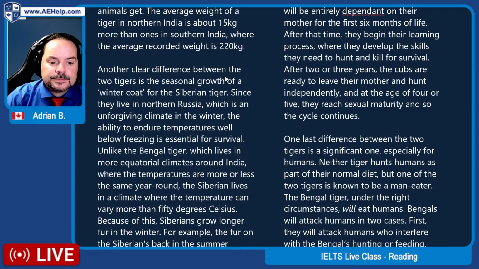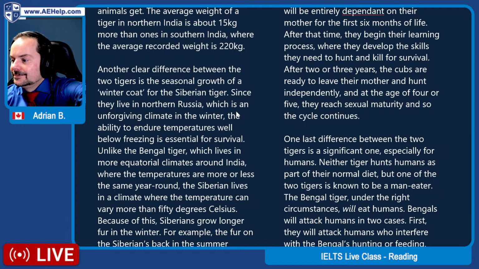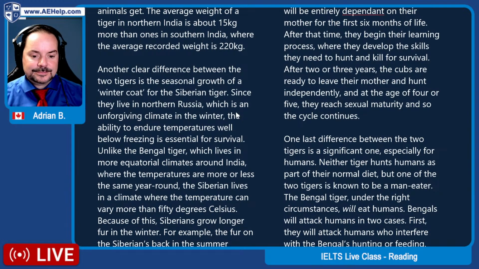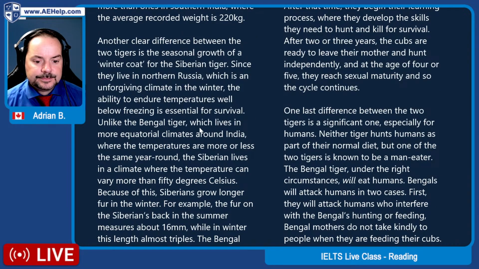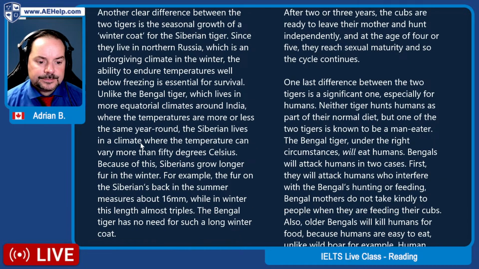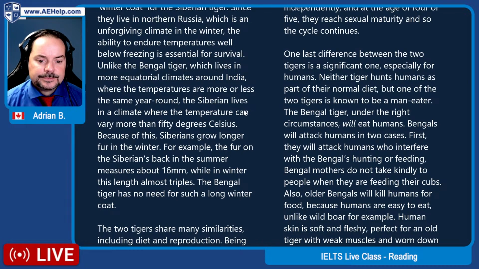Another clear difference between the two tigers is the seasonal growth of a winter coat for the Siberian tiger. Since they live in northern Russia, which is an unforgiving climate in the winter, the ability to endure temperatures well below freezing is essential for survival. Unlike the Bengal tiger, which lives in more equatorial climates around India, where the temperatures are more or less the same year-round, the Siberian lives in a climate where the temperature can vary more than 50 degrees Celsius.